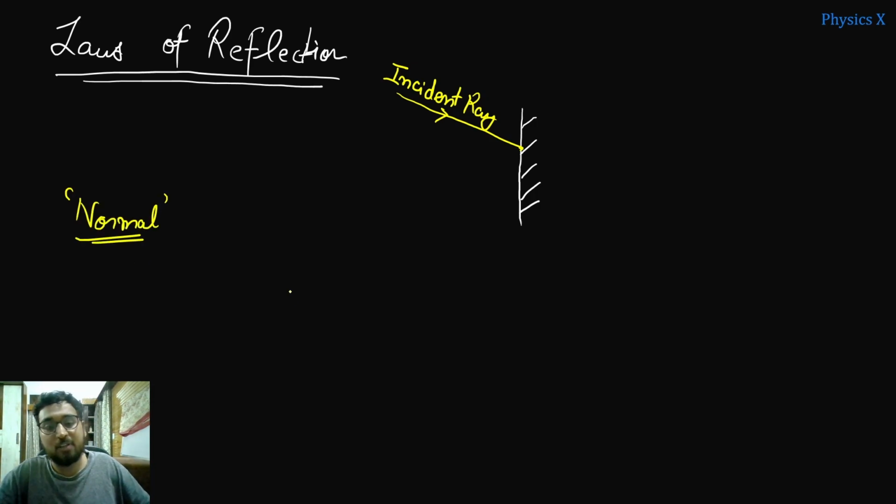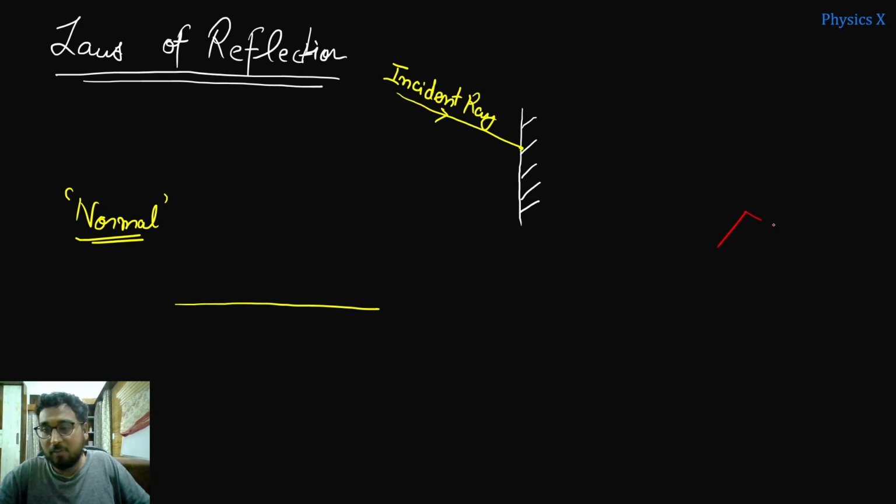You need to understand this. Suppose this is a plane surface. If I ask you what is the normal to this surface, because in mathematics and science every surface is defined by a vector or by a line which is perpendicular to that surface.